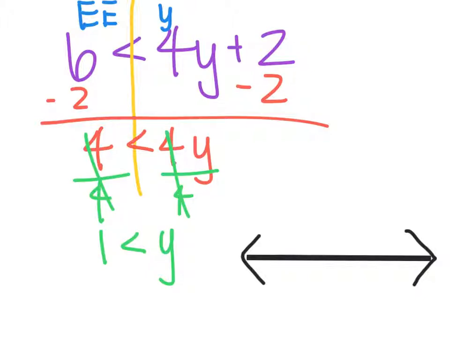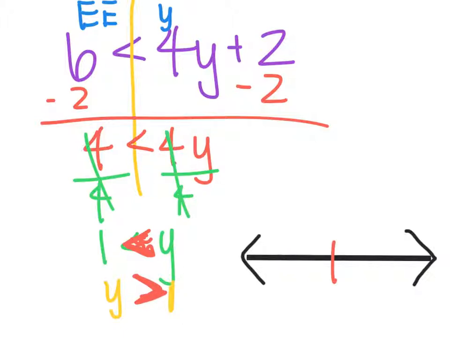Now, we really want y to be on the left side. So we're allowed to move y to the left side and 1 to the right side. But remember, the alligator always eats the bigger number. So right now, the alligator is trying to eat the y. So when I switch the sides, I have to switch the direction of my sign too. So it's now y is greater than 1.